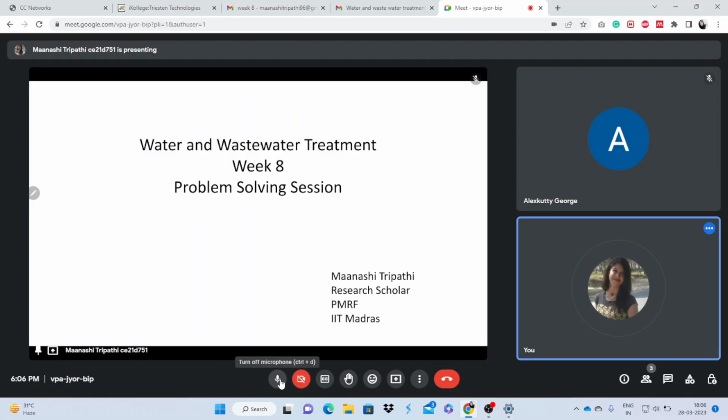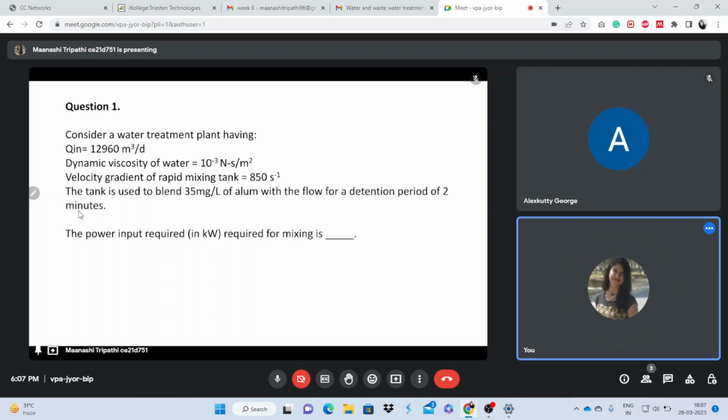So this is week 8 of the course Water and Wastewater Treatment Problem Solving Session. I am Mansi Tripathi, Research Scholar at IIT Madras. I am conducting these sessions so that we can help you solve the problems in the assignments as well as in the examination. So we'll move forward and see the question. This time most of the questions will be numerical based, so try to solve them and then you can match the answer.